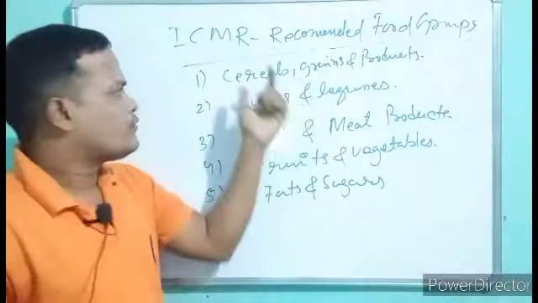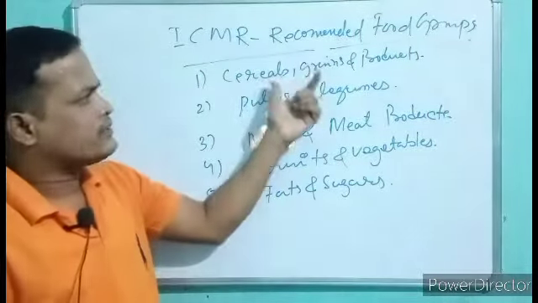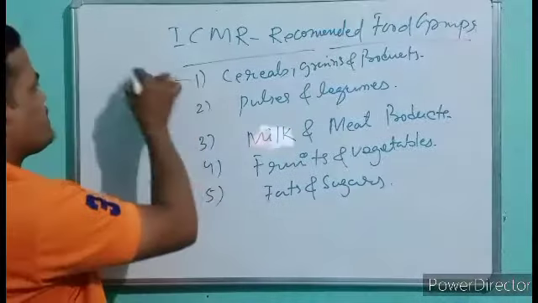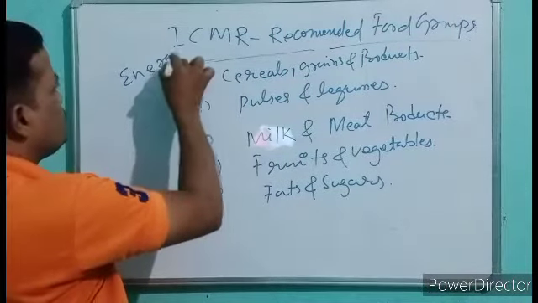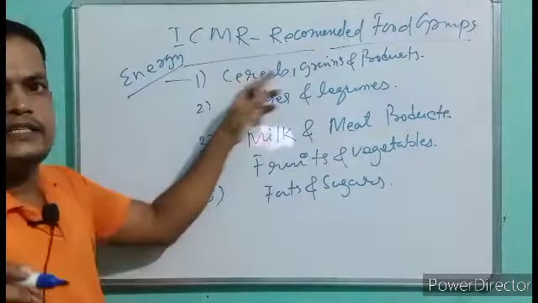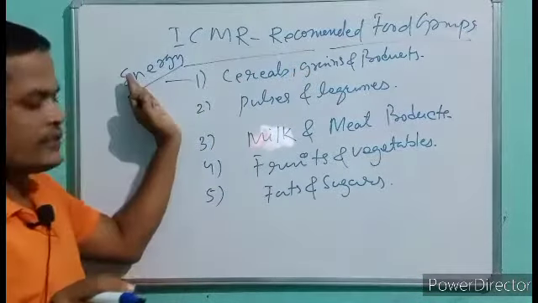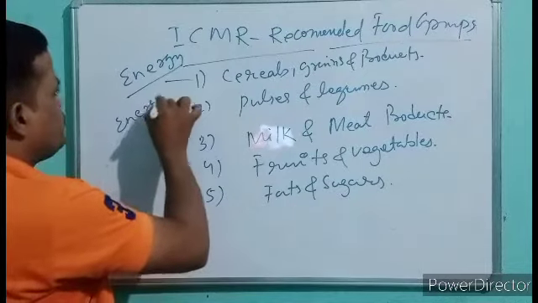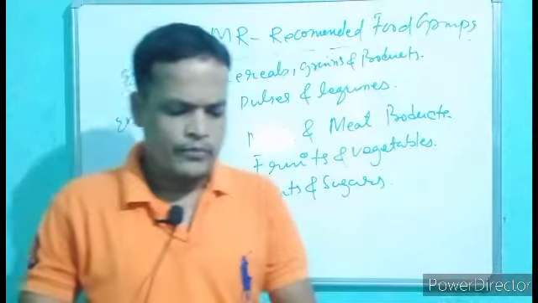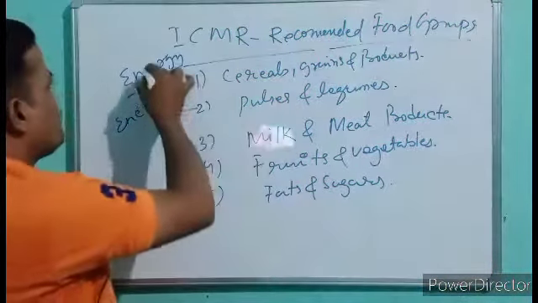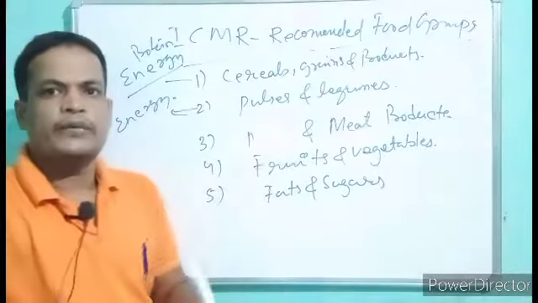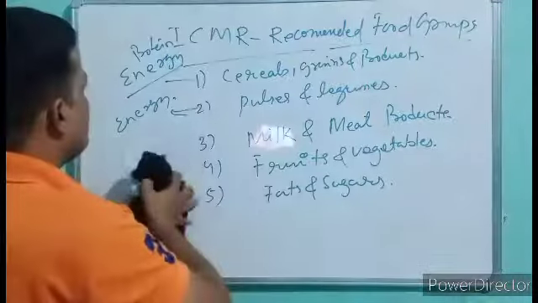recommended by ICMR. Then what nutrients do they generally provide? Number one, cereals and pulses also provide energy. Cereals, grains and their products provide what? Energy. Pulses also provide energy, and they also contain protein plus energy. So let us write in a separate way.